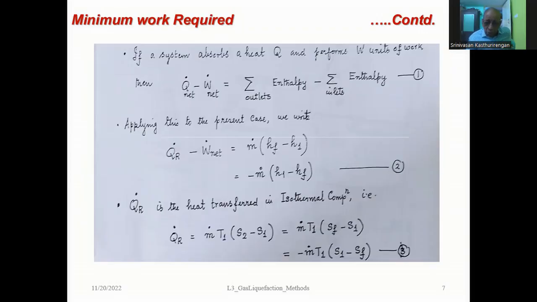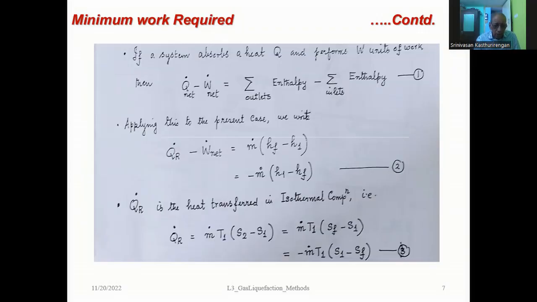Please note, we are using here the specific enthalpy values. That's why the mass flow rate is getting multiplied. Obviously, HF is smaller than H1. So we can rewrite this expression as minus M dot into H1 minus HF. That's equation number 2.